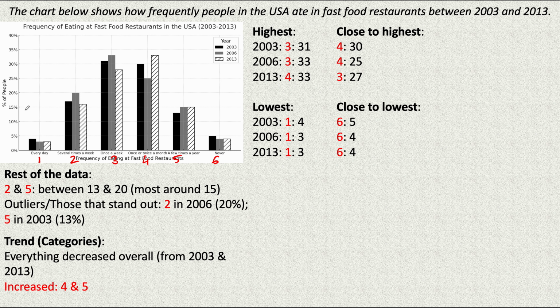If we look for overall increase or decrease, that is between 2003 and 2013, we realize that only the fourth and fifth categories have increased, everything else has decreased. This has decreased, this increased, but finally it decreased, and so on. So, the fourth and fifth categories are the only ones which have increased overall. We can mention this as a noteworthy feature in our writing.